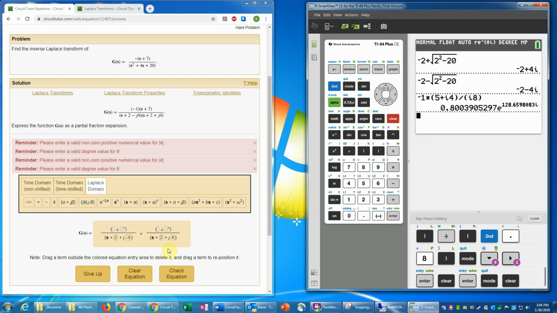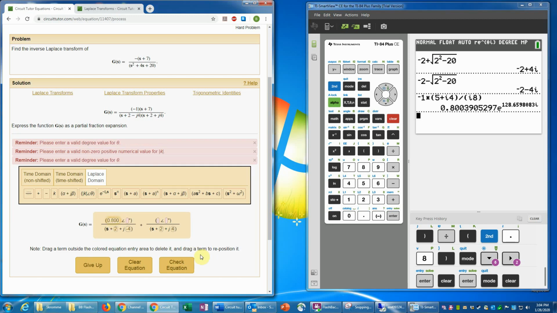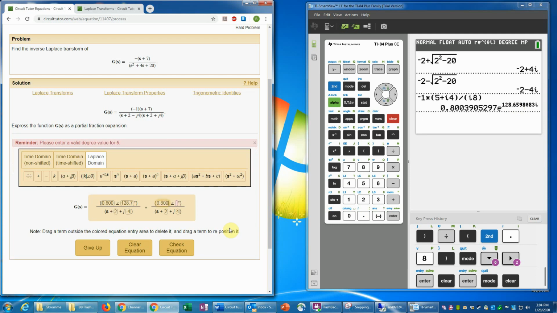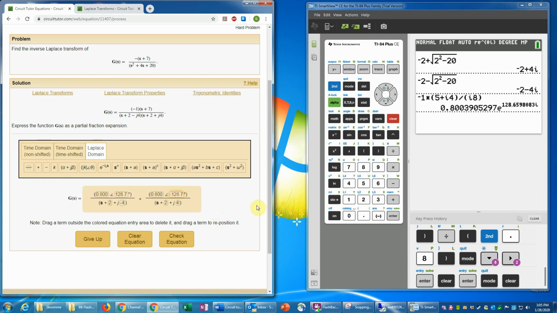Okay, so there's my coefficient. So I'll enter that as 0.800, do at least 3 digits there. And then the angle would be 128.7. Just rounding that off a little bit. And then, as I say, we could compute this one, but really it's just going to be the complex conjugate of the first one. So I could just enter it that way and change the angle to the negative 128.7, because that's the complex conjugate, of course, of this number.